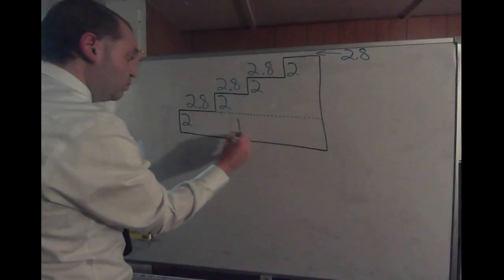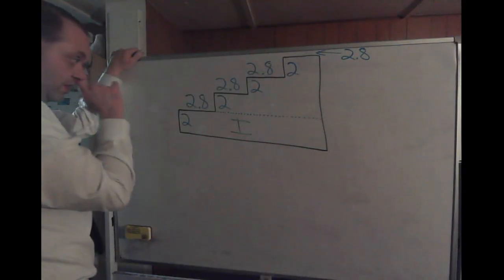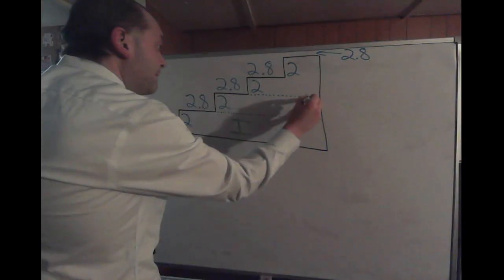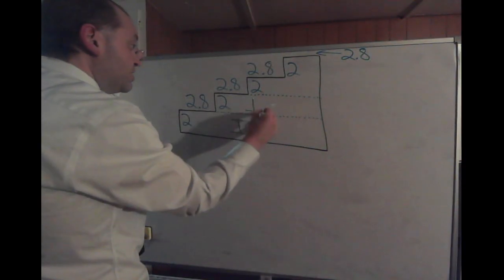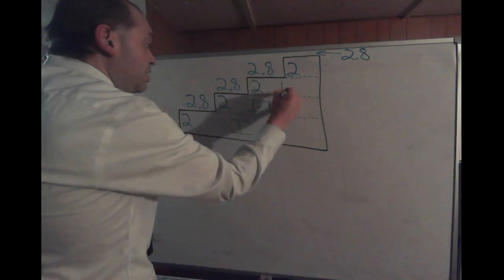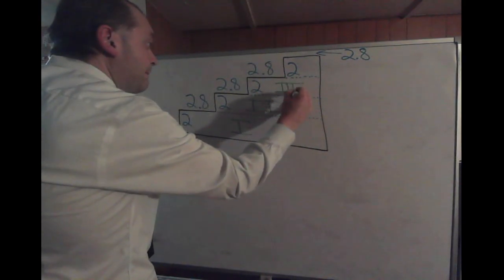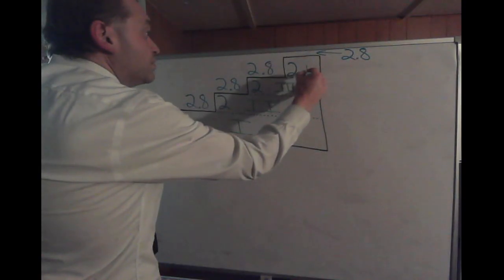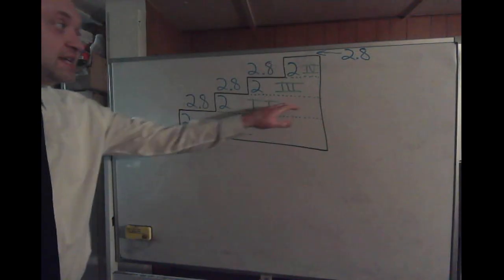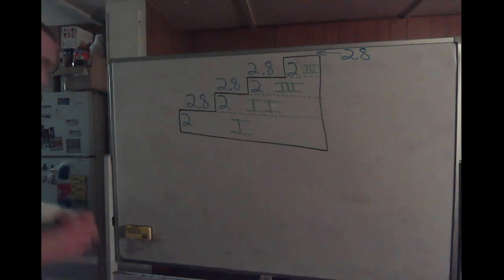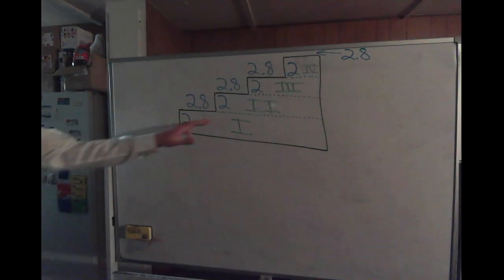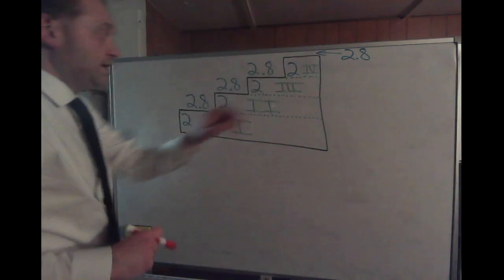I'll call this region 1. I'll dot this one here. I'll call this region 2. Dot up here. I'll call this region 3. And then this here, of course, would be region 4. Okay, so we have split this staircase into 4 separate regions. So we need to find the area now of each individual rectangle.